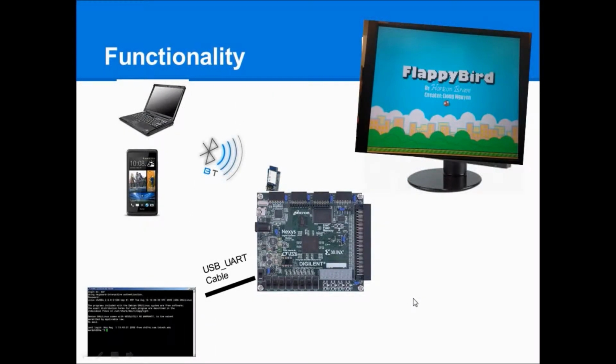Functionality of our project, as you can see, we use this FPGA board to carry out the main logic of the game. We also use this Bluetooth module for Bluetooth communication. So you can use a laptop or a cell phone app to control our Flappy Bird. Also, if you don't have Bluetooth, you can also control it through a USB cable, with whatever command line you're going to use.